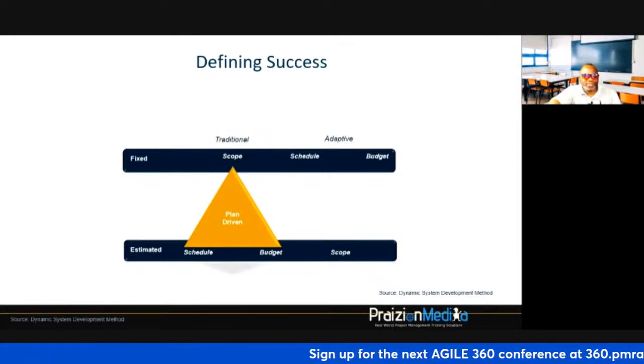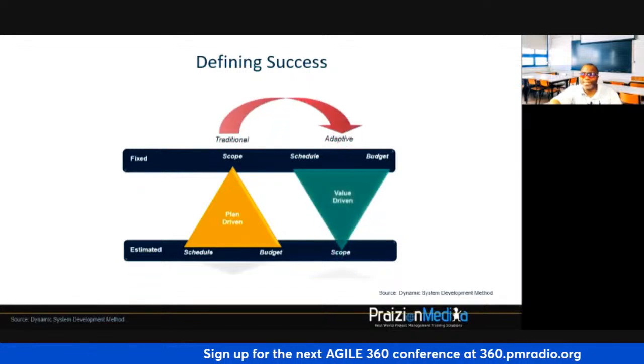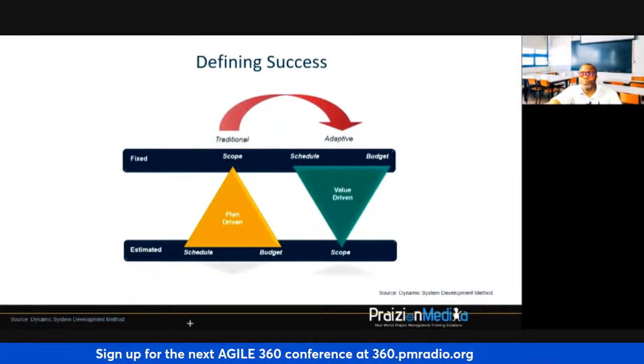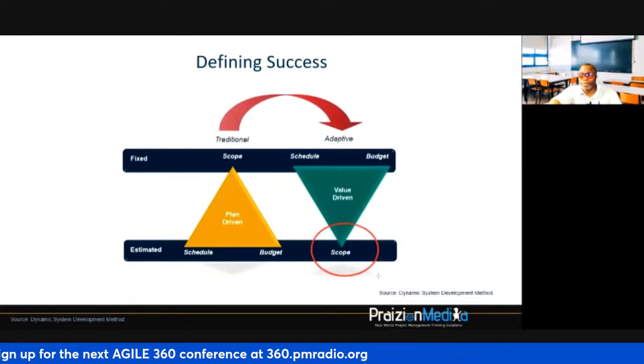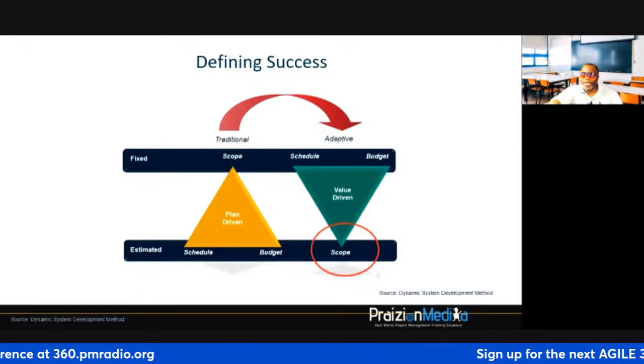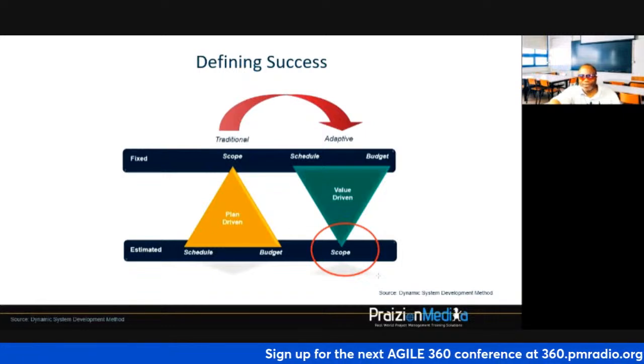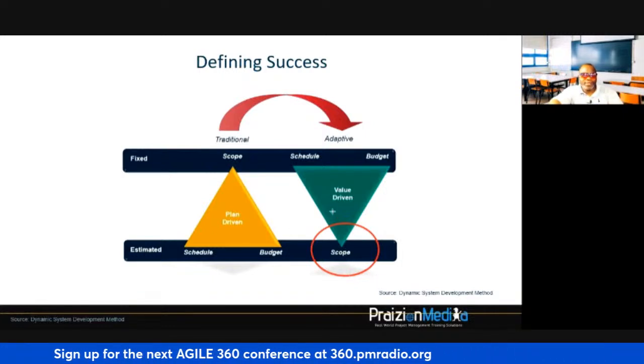Now, in the world of Agile, you flip that triangle on its head, and now scope is flexible. So the example you were referring to about the dashboard and having to customize stuff and people asking for changes, absolutely, that's Agile all day long. So scope is flexible in the world of Agile.